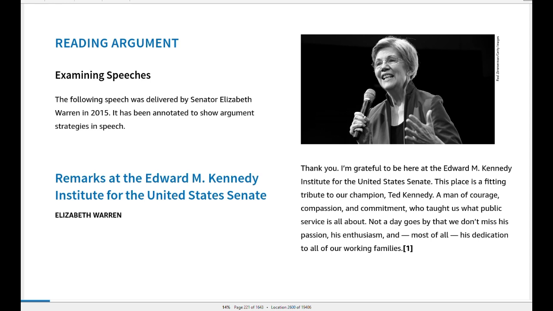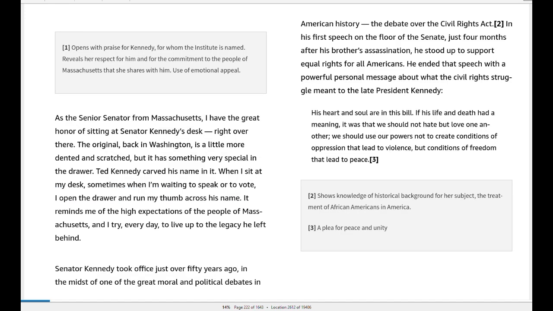Thank you. I'm grateful to be here at the Edward M. Kennedy Institute for the United States Senate. This place is a fitting tribute to our champion, Ted Kennedy, a man of courage, compassion, and commitment who taught us what public service is all about. Not a day goes by that we don't miss his passion, his enthusiasm, and most of all, his dedication to all our working families. Student Note 1 opens with praise for Kennedy, to whom the Institute is named, reveals her respect for him and for the commitment to the people of Massachusetts that she shares with him.